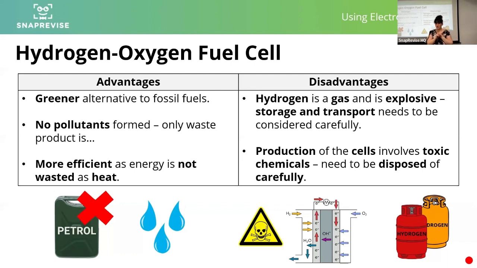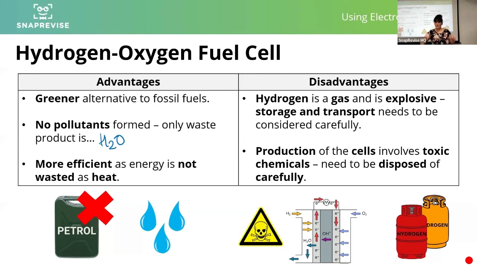They're a greener alternative to fossil fuels. So methanol or biofuels you can use in fuel cells are greener alternatives. There are no pollutants formed with a hydrogen oxygen fuel cell because the only waste product formed is water. So that makes it a bit nice.